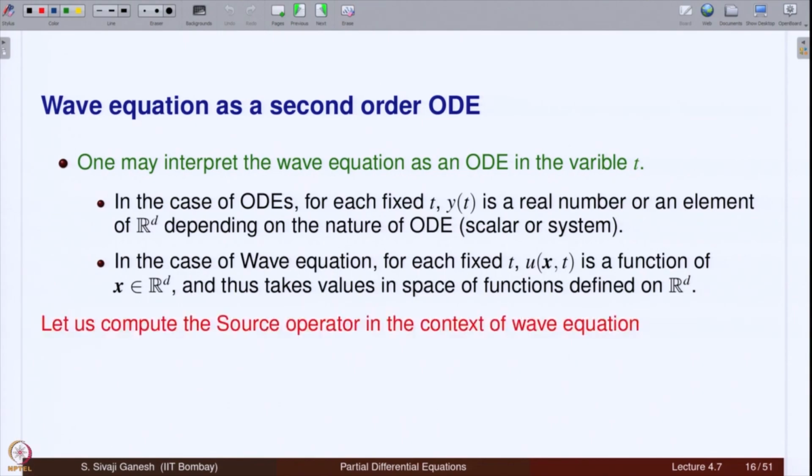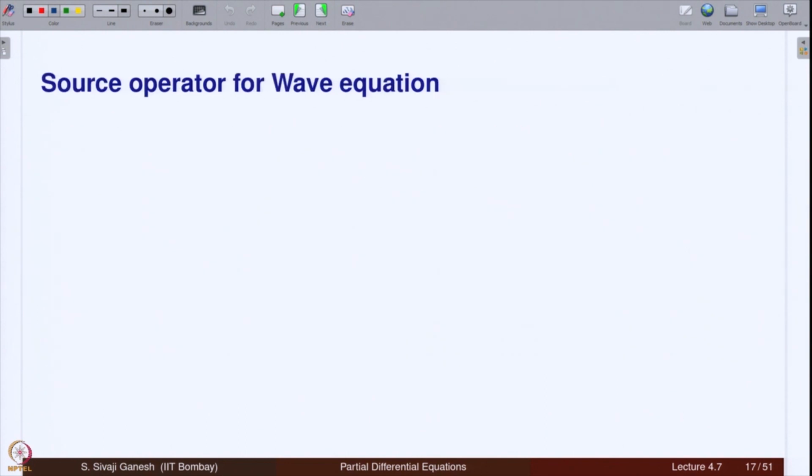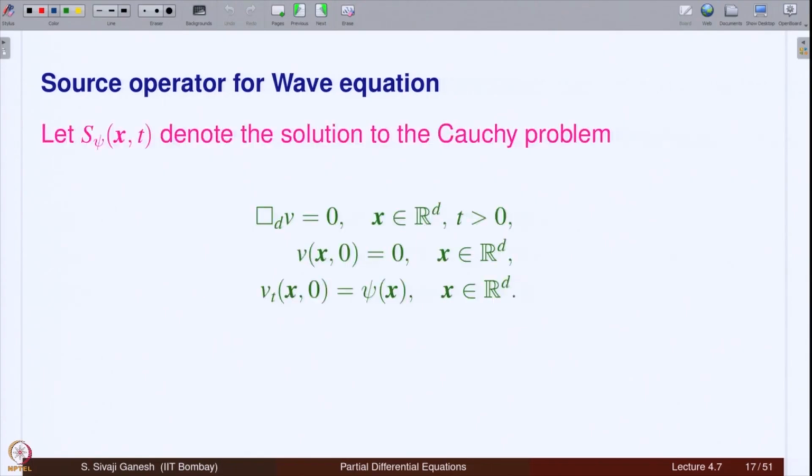So, let us compute the source operator in the context of the wave equation and construct a solution to the Cauchy problem for the non-homogeneous wave equation. Let us see what the source operator is for the wave equation. What is S psi of t for the ODE? For the wave equation, S psi of x, t. What does this psi represent? The initial displacement is 0, and you solve the homogeneous equation exactly as was the case in ODEs. So, S psi of x, t denotes the solution to this Cauchy problem for the homogeneous wave equation with 0 initial displacement and initial speed psi.